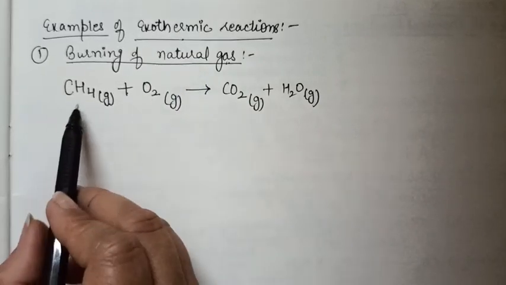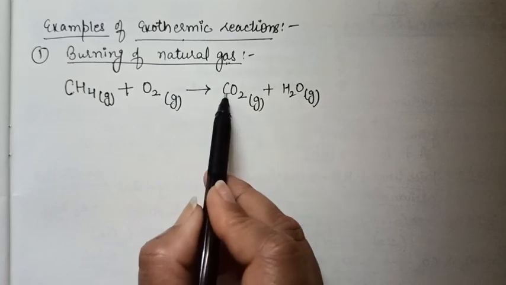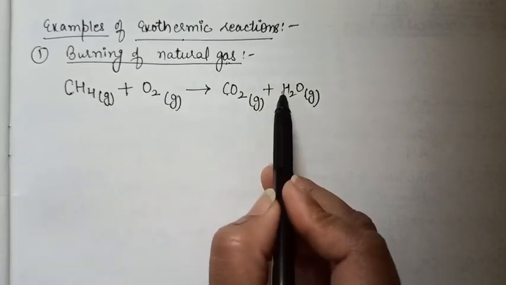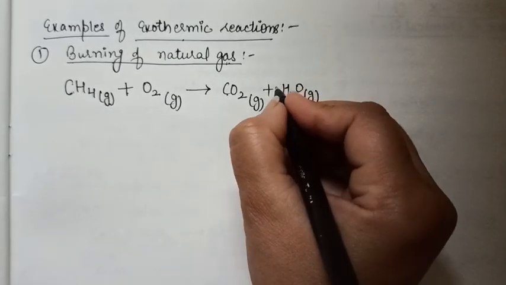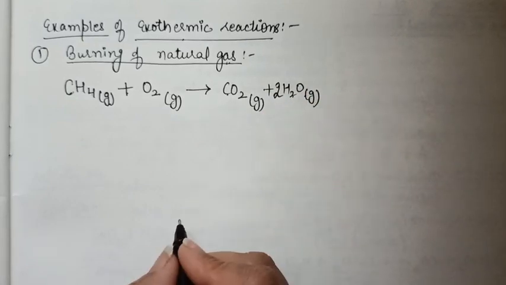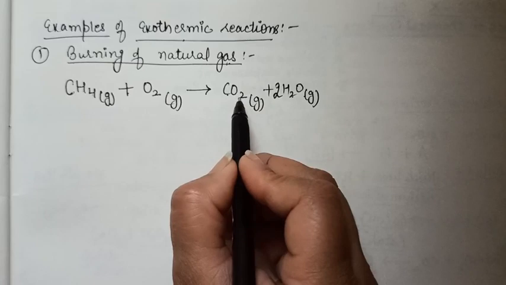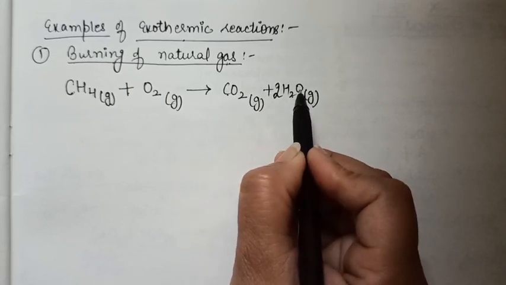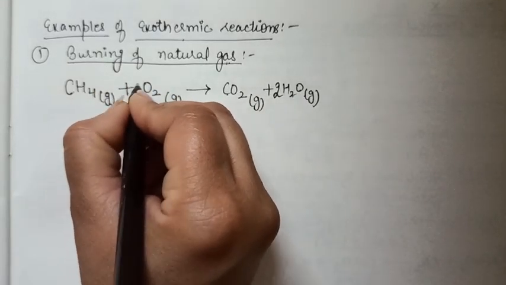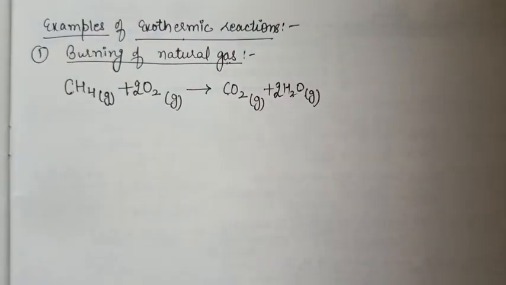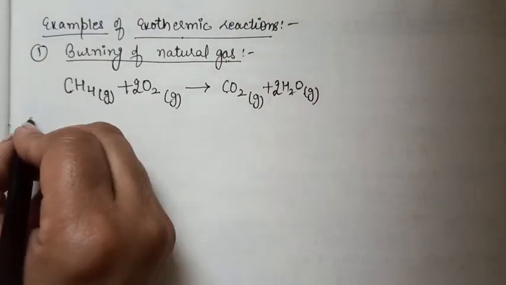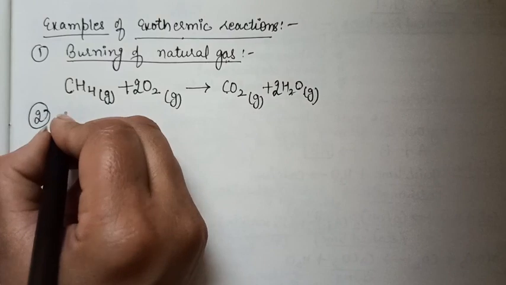Now there is need to balance it. Carbon 1, carbon 1. Hydrogen 4, hydrogen 2. So here we will multiply it with 2. Now the hydrogen becomes 4, but our oxygen is 2 plus 2, 4. So here we will write 2. So it is balanced.